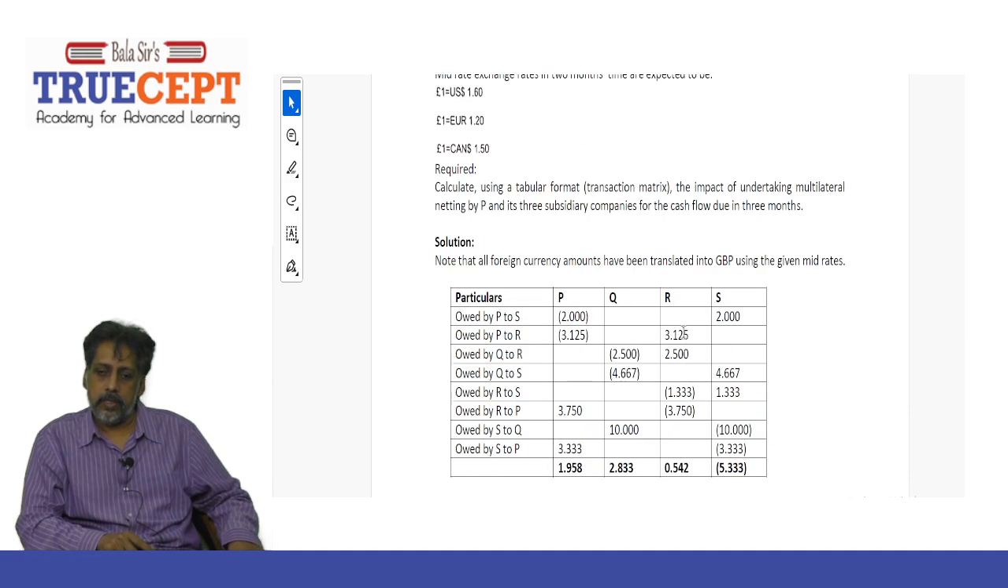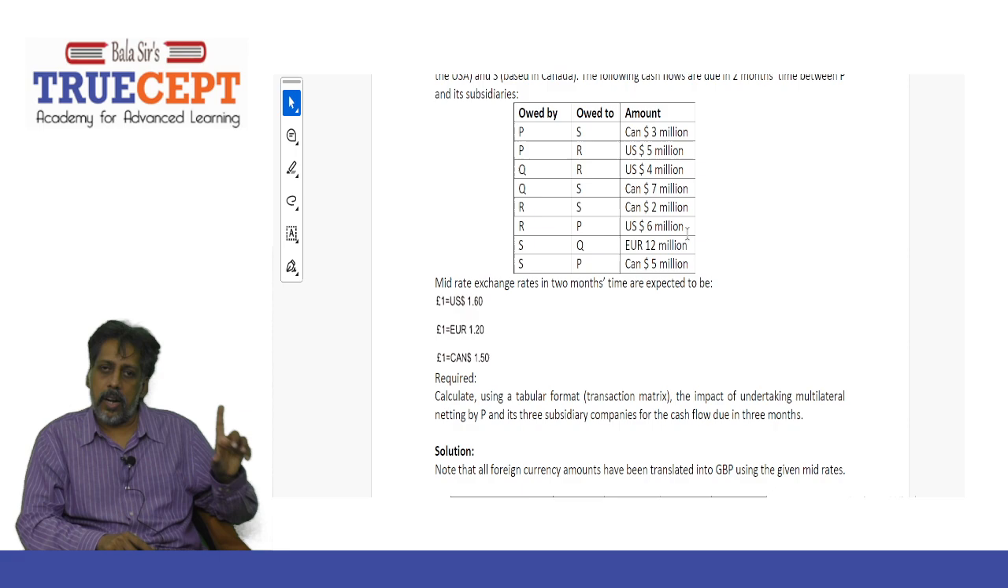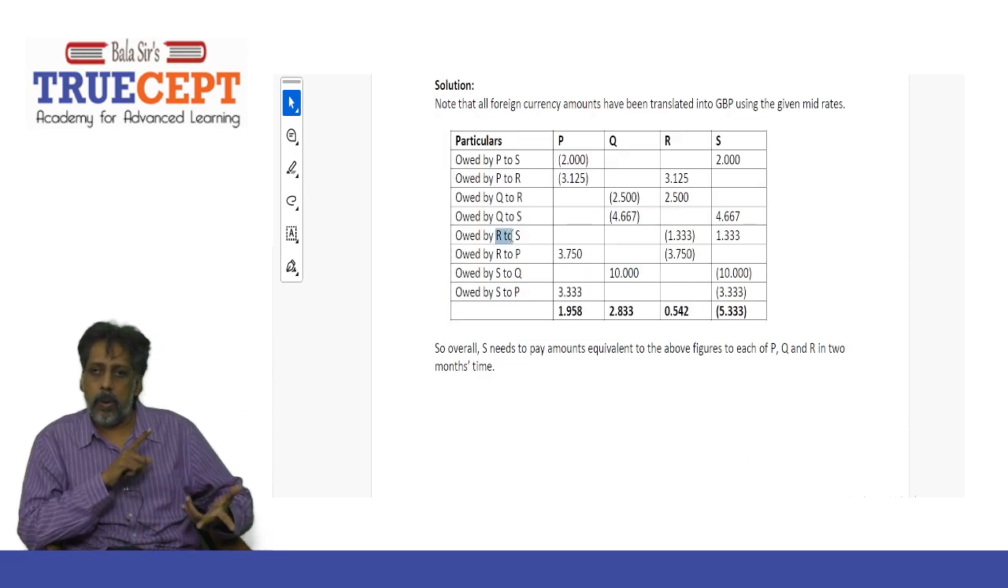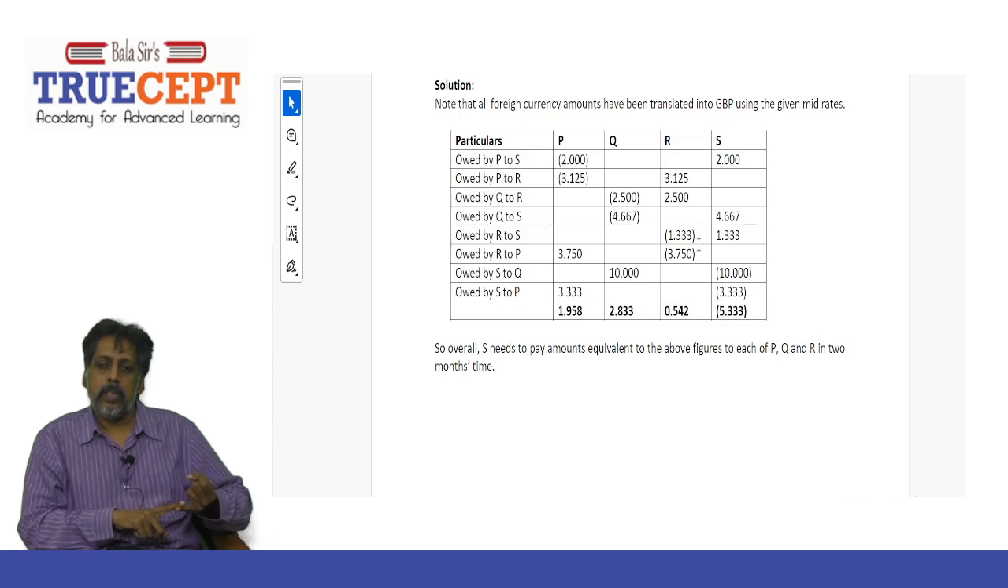Next, from R to S, Canadian dollar 2 million. So what are you going to do? Divide 2 million by 1.5. Yes, sir. How much do you get? So it is negative 1.333 under R, and under S it is positive 1.333.